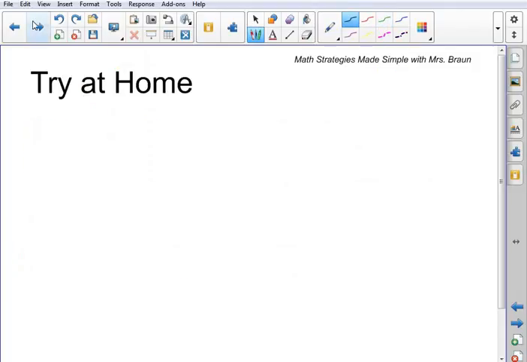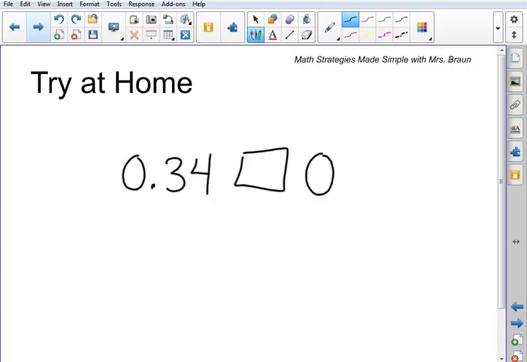Now, here's one for you to try at home. 34 hundredths compared to 3 tenths.